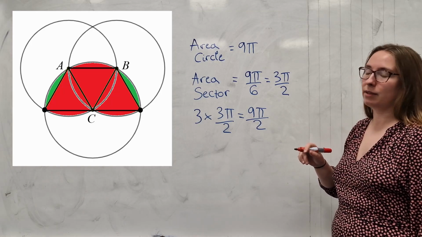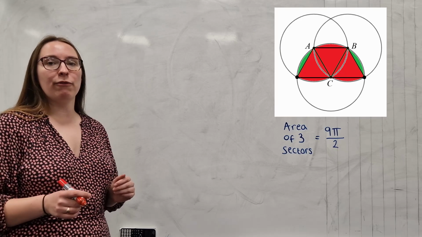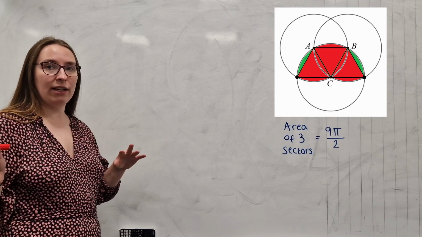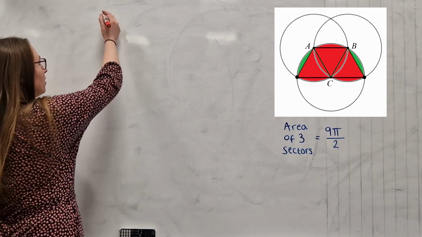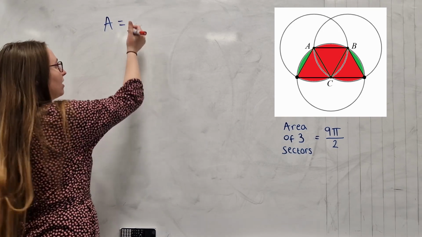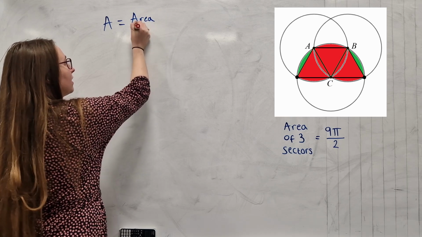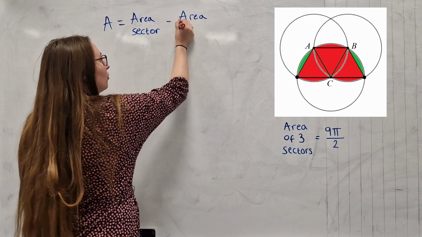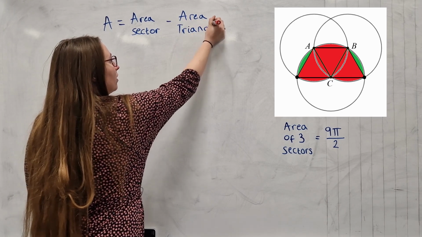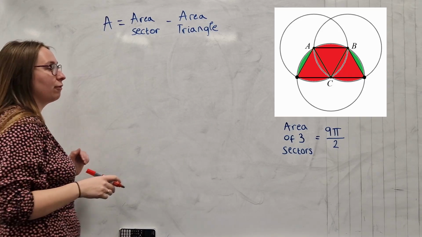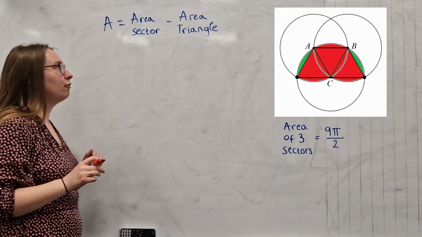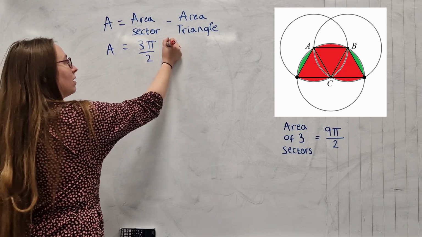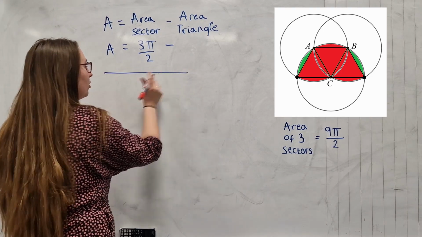Now we need our 2 segments. So now we want to find the area of the segment. In order to do that, we're going to have to find the area of the sector and then take away the area of the triangle. So the area, which I'm going to write as A, of the segment is going to be area of sector, take away area of the triangle, so one of those equilateral triangles. We know that the area of the sector is 3 pi over 2 from earlier, so we can substitute that in: equals 3 pi over 2. Now we just need the area of the triangle, which I'm going to work out down here.